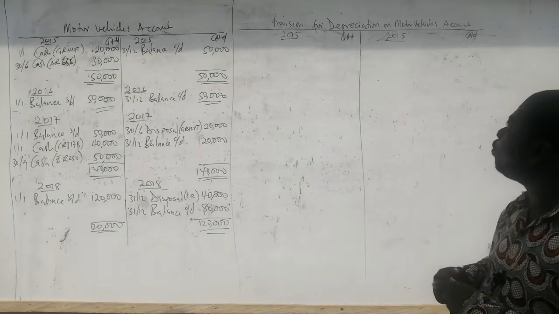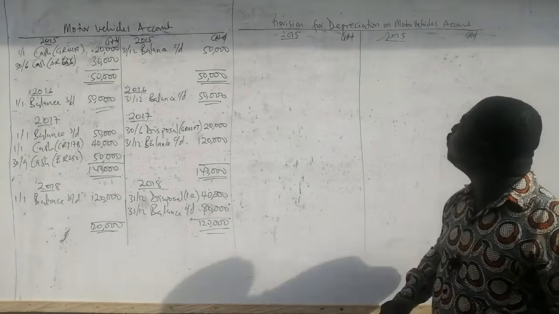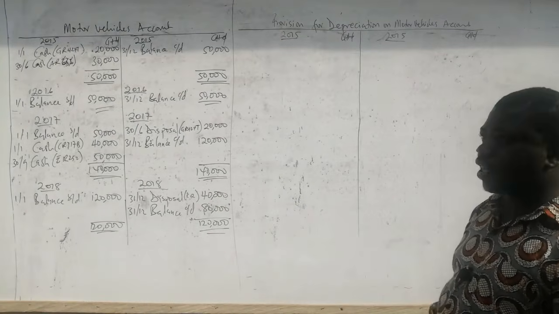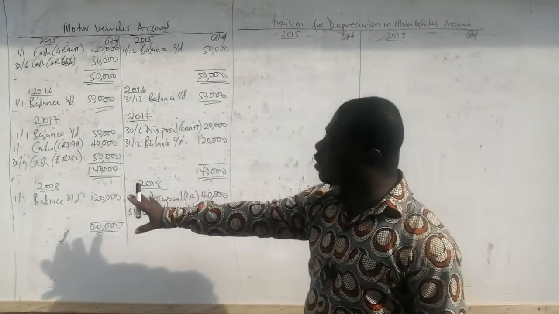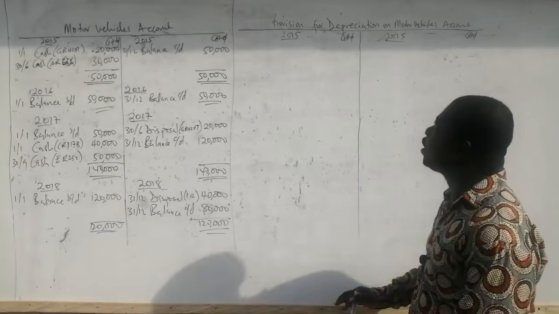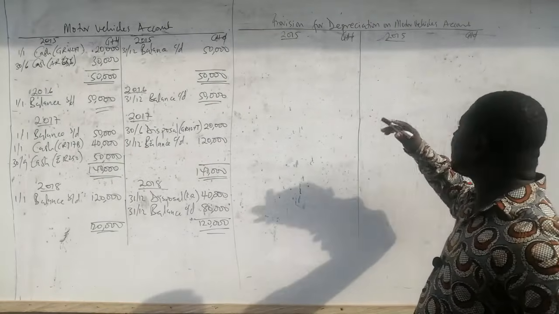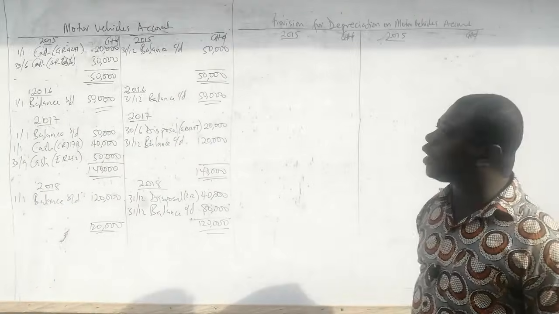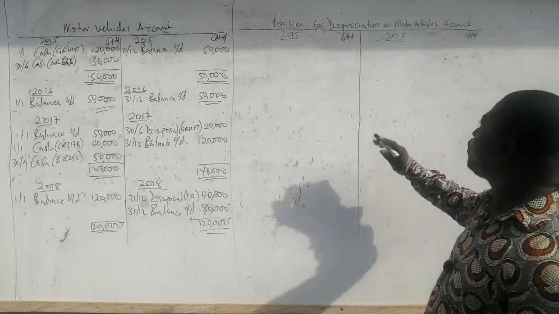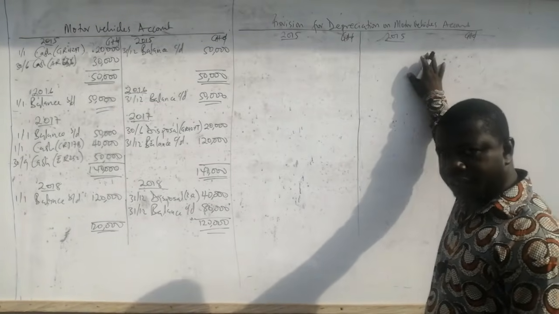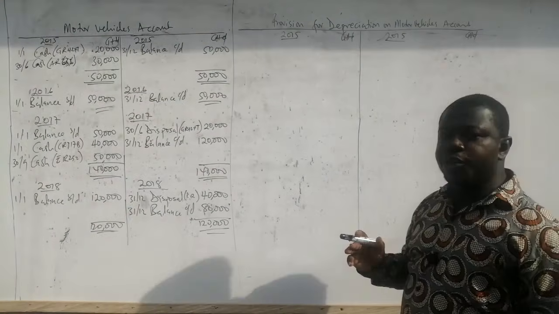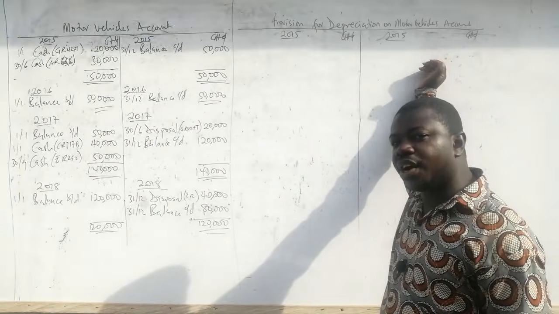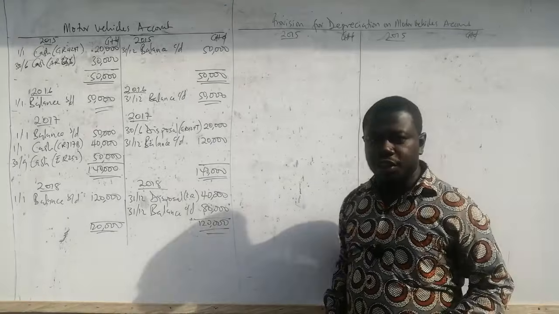That is what we are going to do: the provision for depreciation on motor vehicles account. This account has a credit balance, unlike the asset account, which has a debit balance. Just like we record first on the debit when we are buying, when we charge depreciation we record on the credit first. The double entry is that we credit the provision for depreciation account and then debit our profit and loss account.